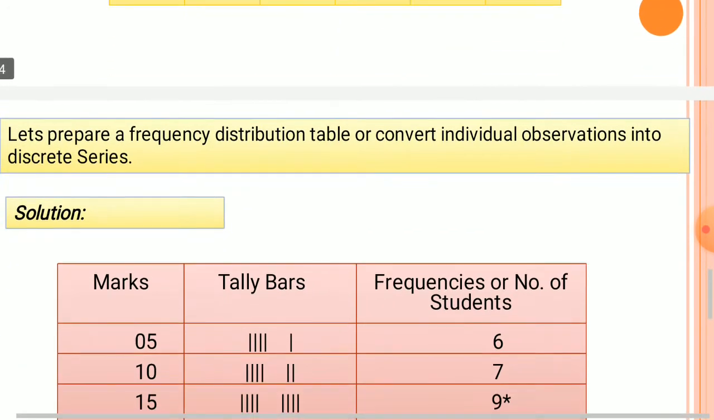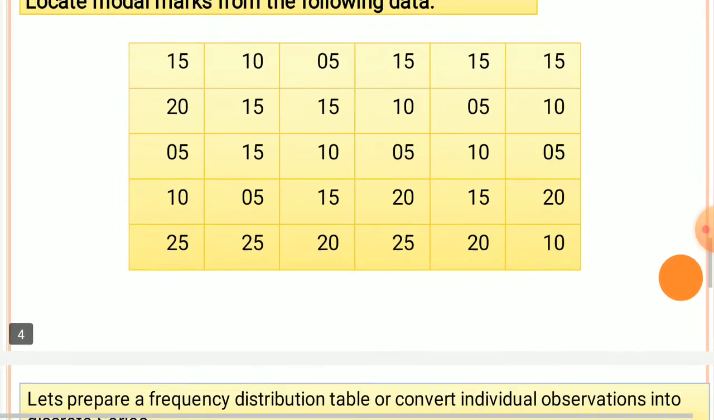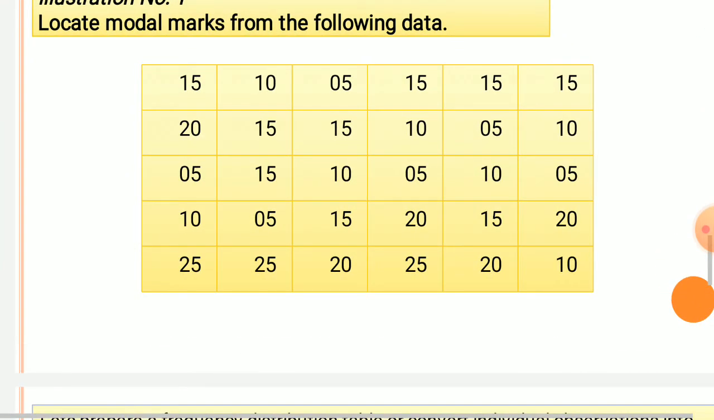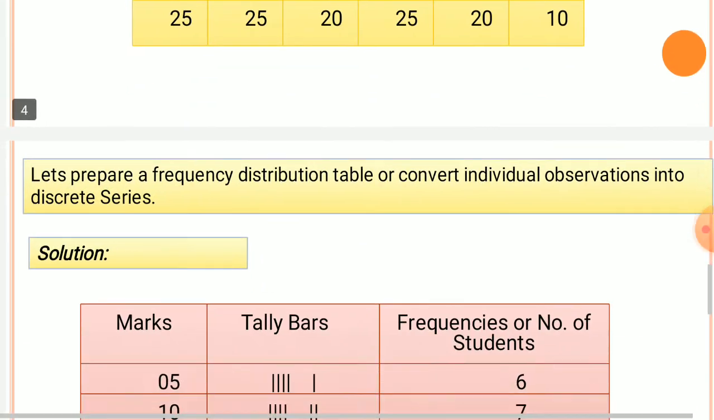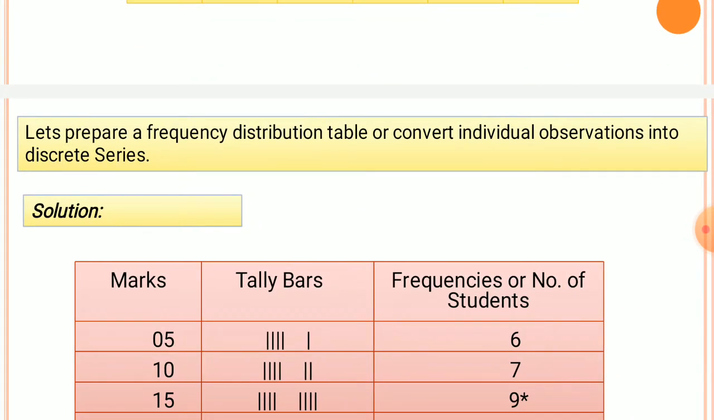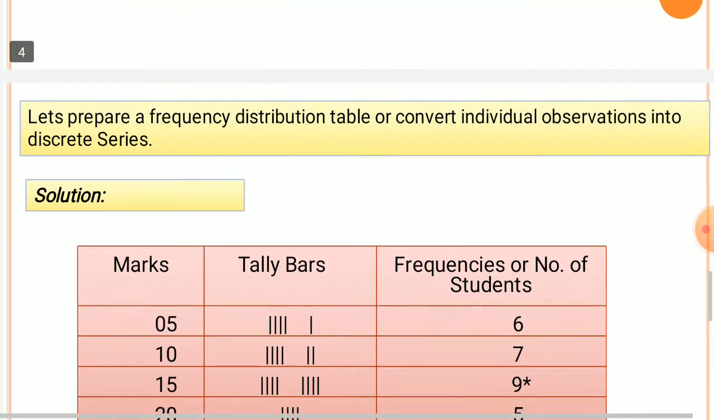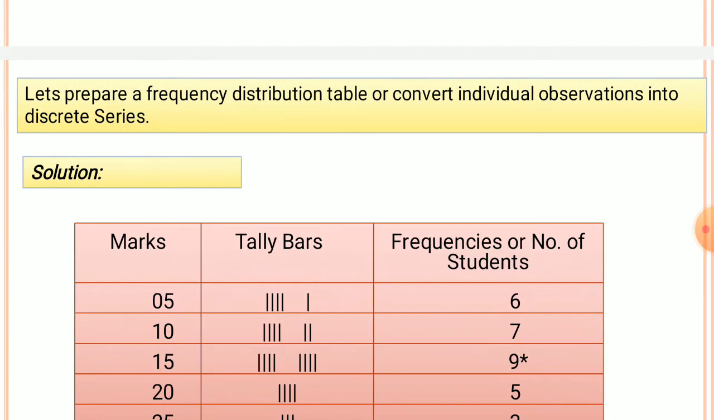So 5 repeats 1, 2, 3, 4, 5, 6 times, the value 5 has repeated 6 times. Therefore tally bars: 6 times, or frequencies, or number of students, 6 times. Now we have to count. We put tally bars for 6 times: 1, 2, 3, 4, then a slash, a horizontal line drawn across, that counts as 5. Then additionally we add one extra, total 6.